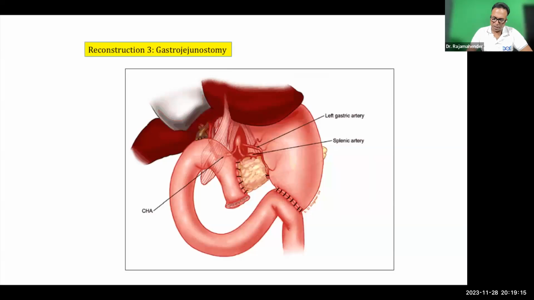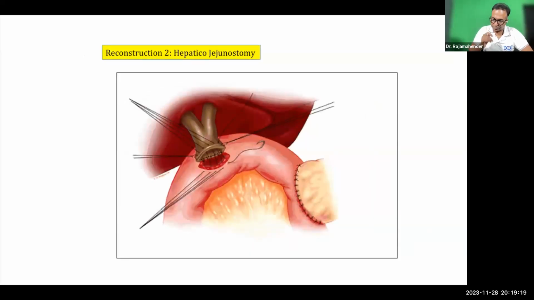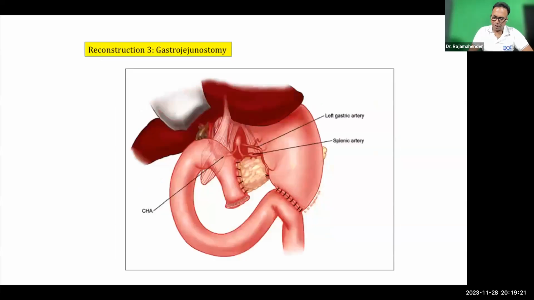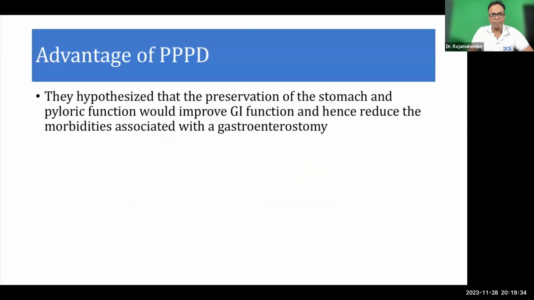So we are going to do 3 surgeries. I told you already, we have to do pancreaticojejunostomy, hepaticojejunostomy, and we have to do GJ, gastrojejunostomy. 3 surgeries have to be done. And I told you one more surgery where instead of removing the duodenum, I will preserve the pylorus, that is known as pylorus preserving Whipple's.